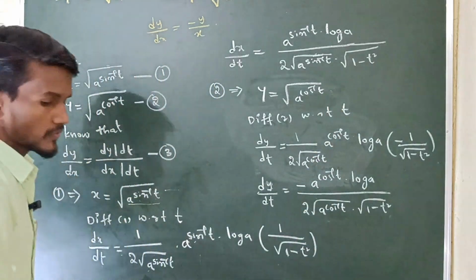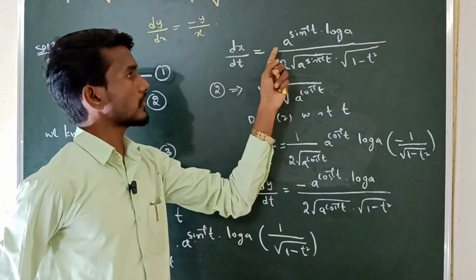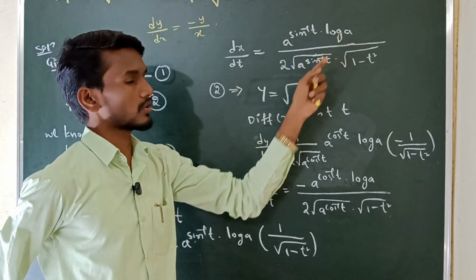Next you have to observe here: dx divided by dt is equal to a to the power sin inverse t into log a.